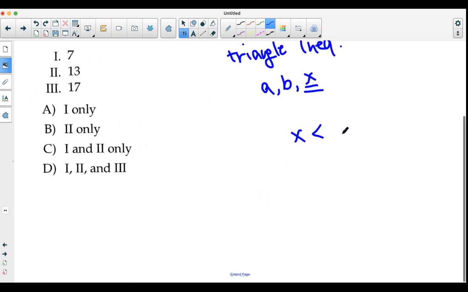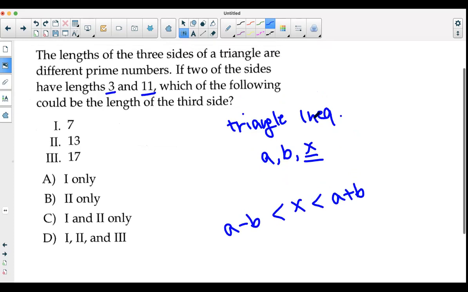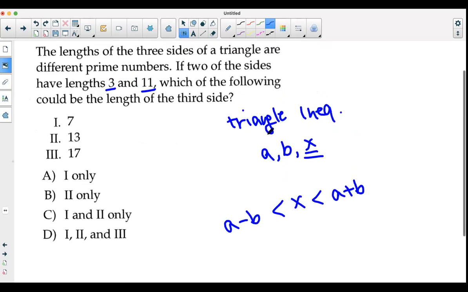X is less than A plus B, but greater than A minus B, the difference between those two numbers. X has to be between these two. So what does that mean? Let's look at it, guys. X has to be less than what? 14, because we add them up. But greater than the difference, which is equal to what? 8.